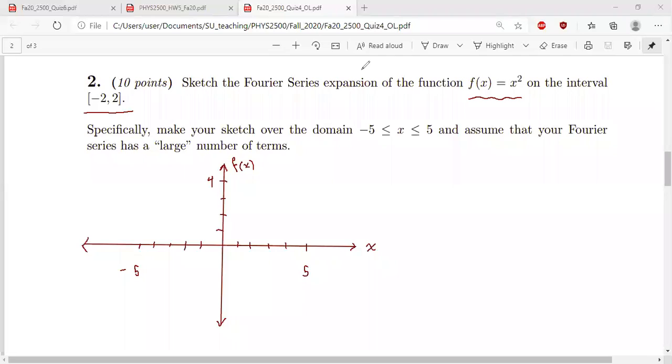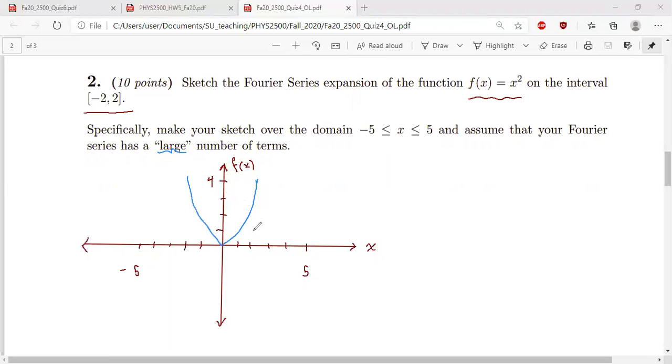Okay, and the statement of the question says, hey, we have a large number of terms. If there is a discontinuity in our graph, what we should do is maybe sketch the Gibbs phenomenon a little bit. But the region of expansion is minus 2 to 2. So that would get me up to 4 and 4. So far, so smooth.